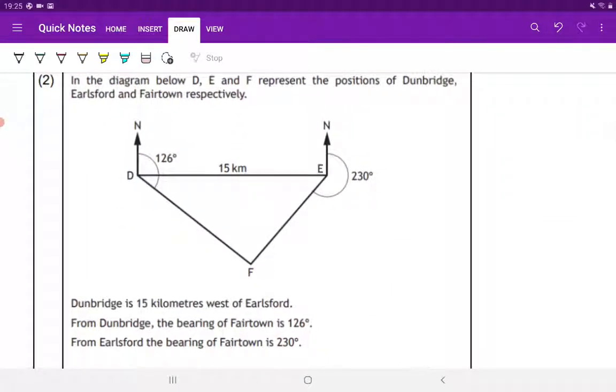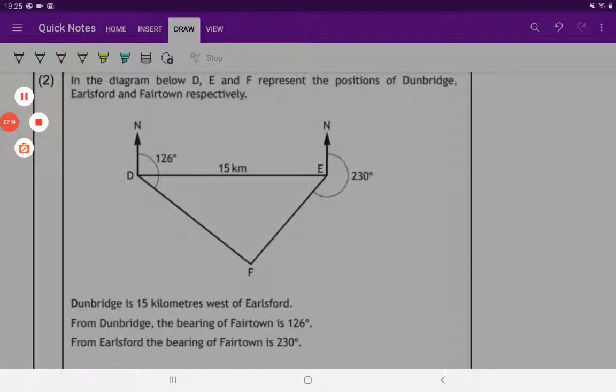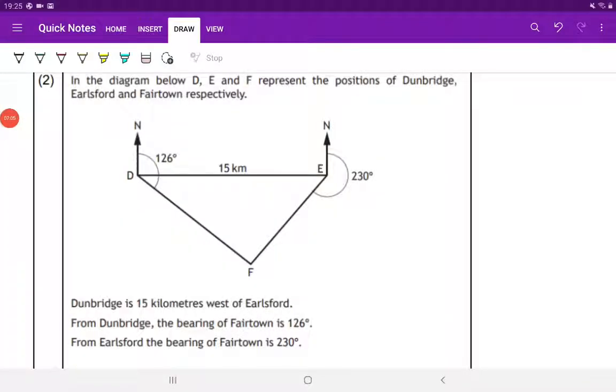Question 2. In the diagram below, D, E and F represent the positions of Dunbridge, Earlsford and Fairtown respectively. Dunbridge is 50 kilometres west of Earlsford. From Dunbridge, the bearing of Fairtown is 126. And from Earlsford, the bearing of Fairtown is 230.